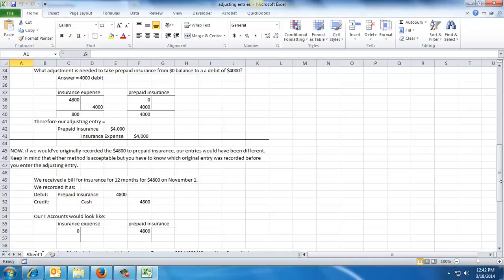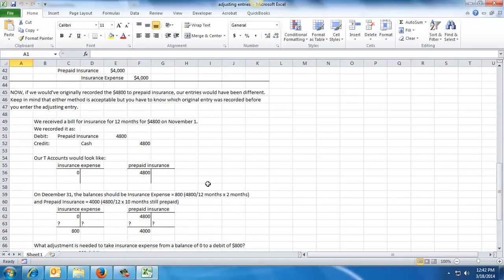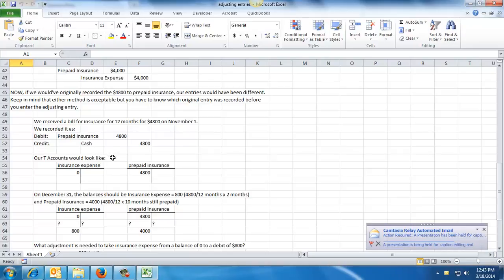Now, there's another way we could do this as well. It is possible that on November 1st, a company could have recorded that initial $4,800 as a debit to prepaid insurance and a credit to cash for $4,800. So therefore our T accounts would look like this.